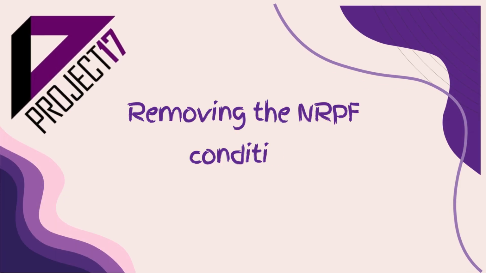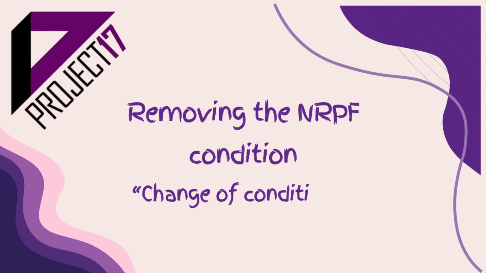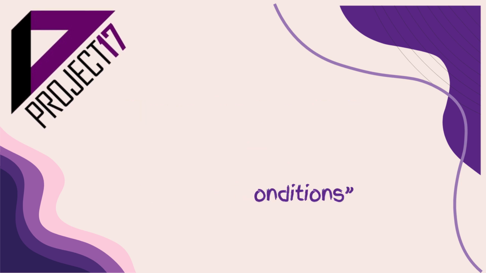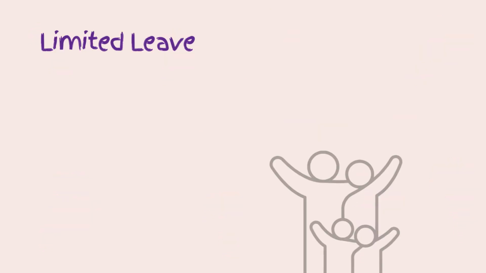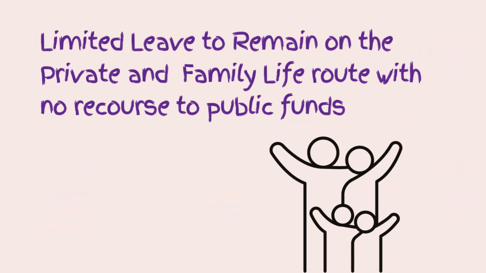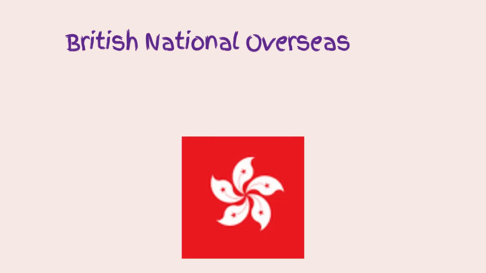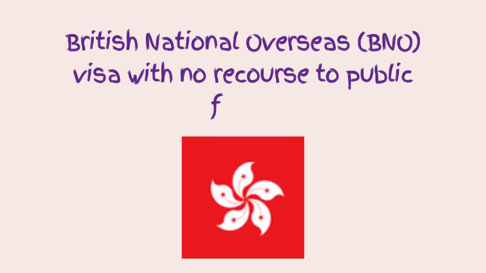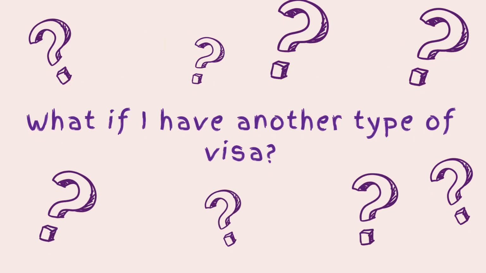This video talks about options for people who need help with accommodation or money and want to remove the no recourse to public funds condition on their leave. It is only relevant for people who have limited leave to remain on the family and private life route with no recourse to public funds. This could be as a parent or a partner, or because you've been in the UK for a long time. It's also relevant for people with British National Overseas or BNO visas. If you have another type of visa, this video isn't relevant for you.